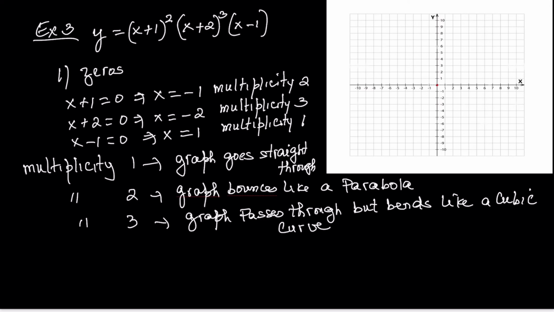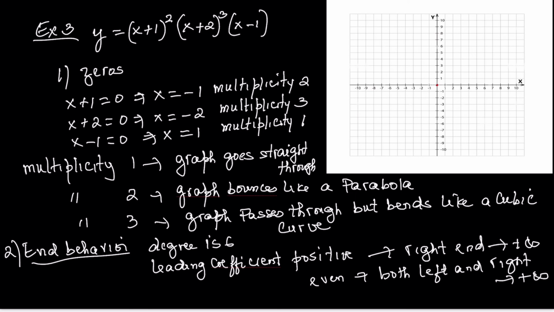Step 2. End behavior. Add the multiplicities. 2 plus 3 plus 1 equals 6. This gives an even degree. The leading coefficient is positive, so both ends of the graph go upward. Step 3. Sketch. Plot the x-intercepts negative 2, negative 1, and positive 1.